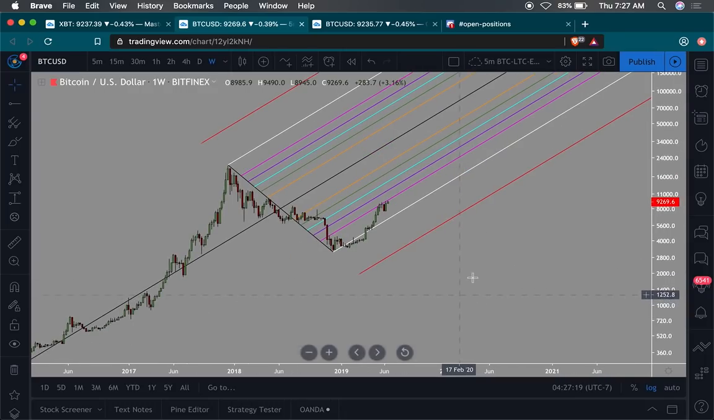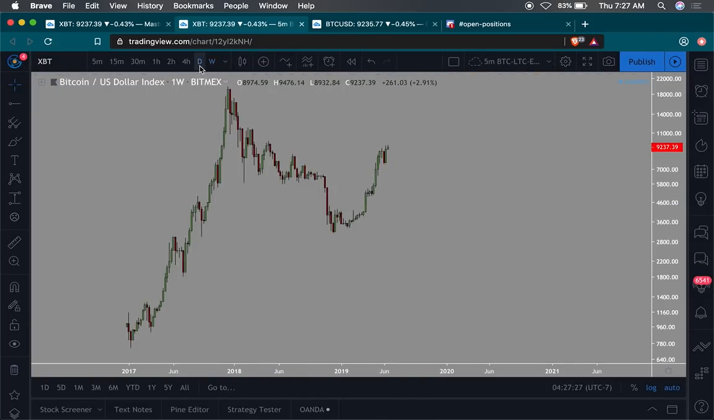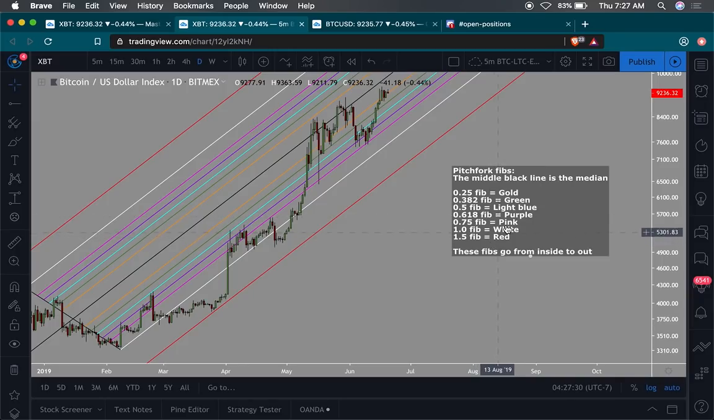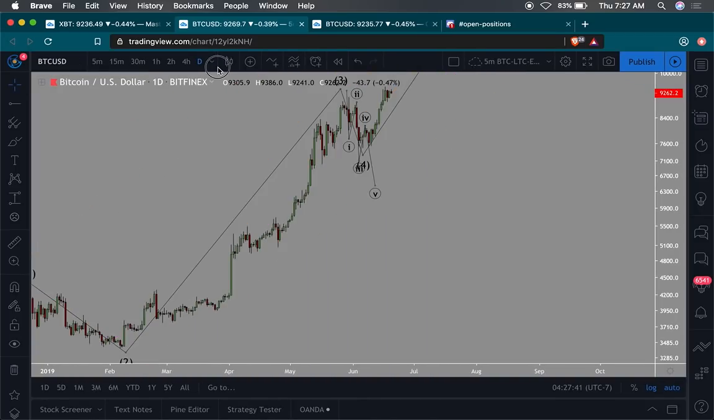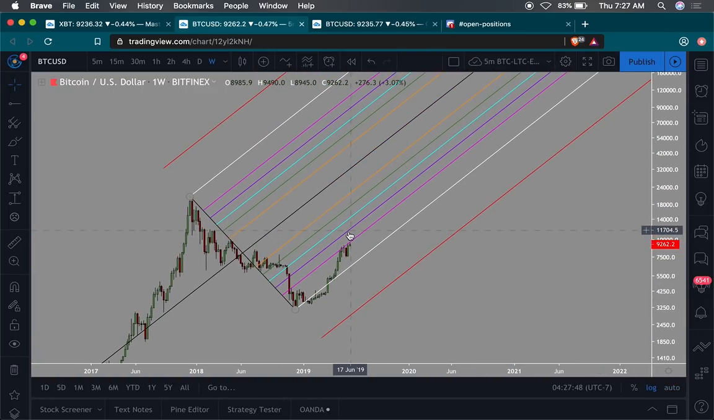Okay, so remember the pink, let's see what the pink was over here. The pink was the 0.75 fib, and the purple is the 0.618. All right, so let's go back to that. Here's the weekly. So pink is the 0.25 fib, and the purple is the 0.618 fib. Okay, again, we're getting rejected right now on the 0.25 Fibonacci level right here on the weekly chart.